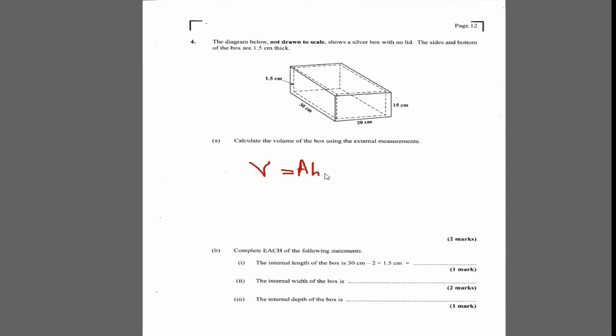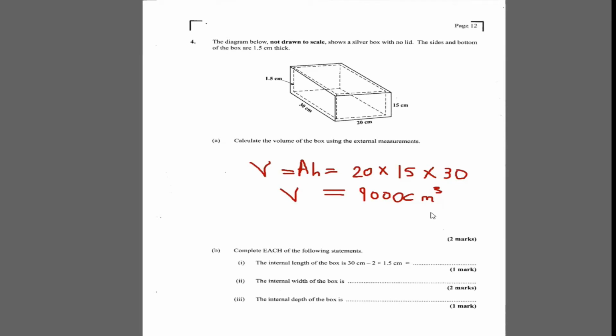So the volume of the external measurement is equal to the area of the cross section times the height. Now the area of the cross section is going to be the area of this portion right here, 20 times 15, times 30. That will give us the volume of the external measurement. That's 9,000. So we're getting 9,000 cm cubed as the volume.